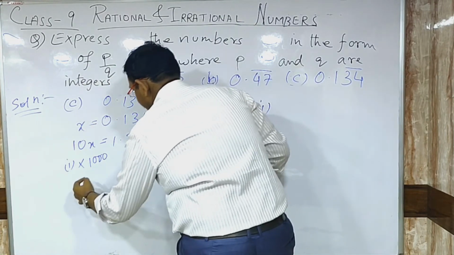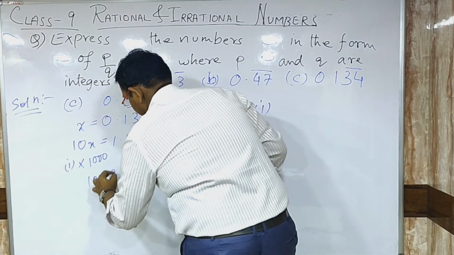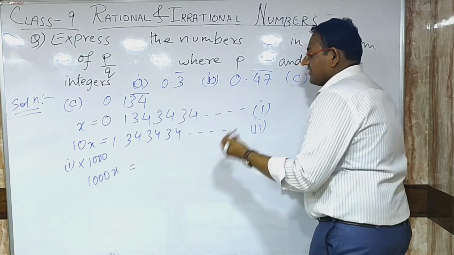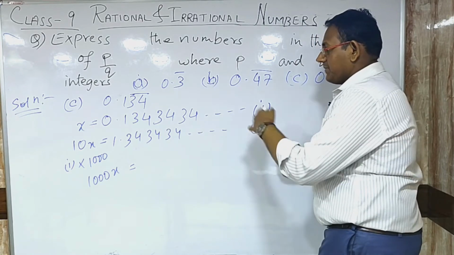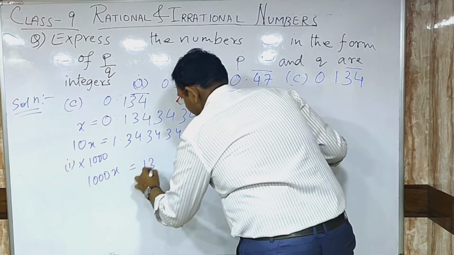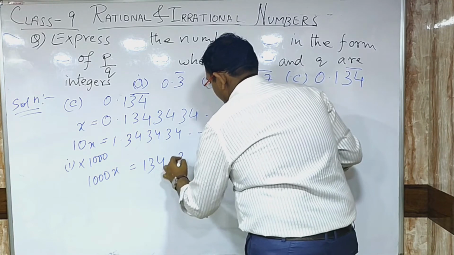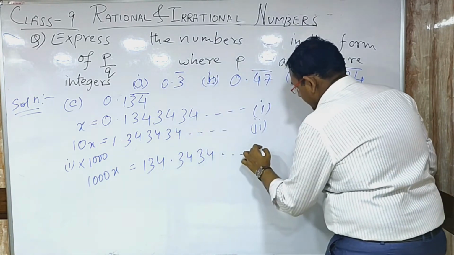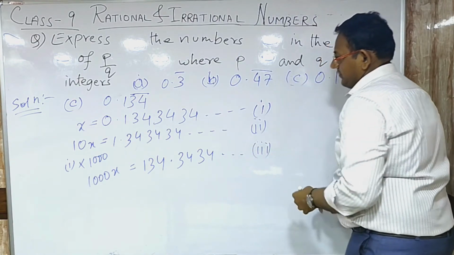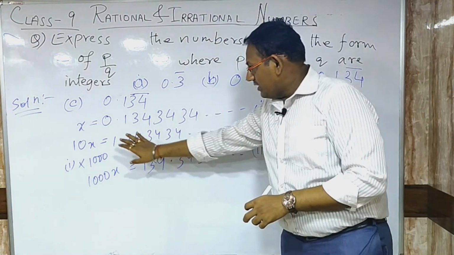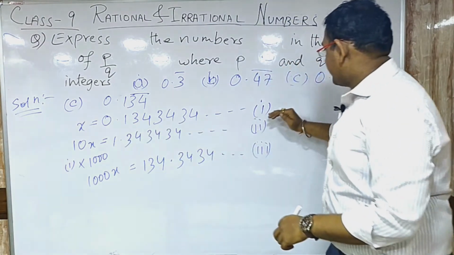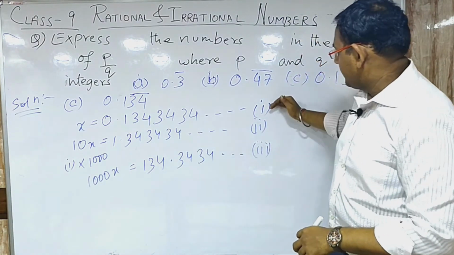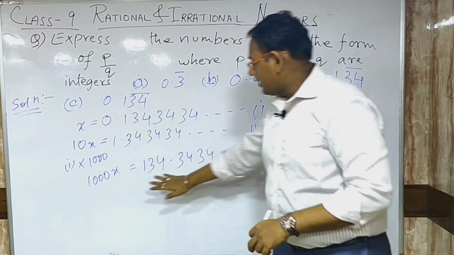So if you multiply this, we are getting 1000x is equal to, now if we are multiplying with 1000, we will shift the decimal place 3 places. That means we are basically getting 134.3434 and so on. So we are considering this one to be equation number 3. So we have already multiplied the original equation, that means the 1 with 10. So we got this one, and we have multiplied this by 1000. So we got this one.